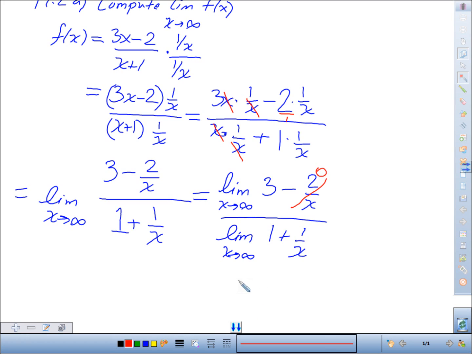Again, if I take the limit of 1, I'm just left with 1. That doesn't change. It's a constant. But if I take the limit of 1 over x, what is it? 0. Okay. So I get 3 over 1 or 3.